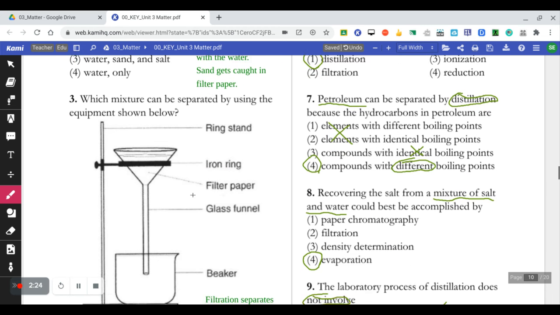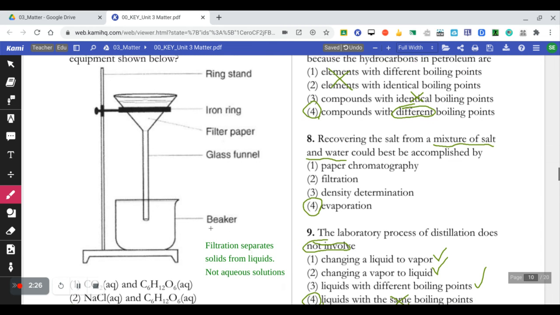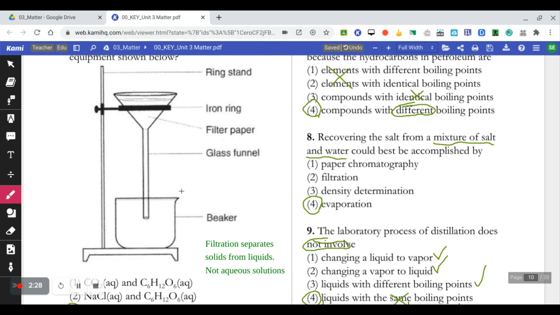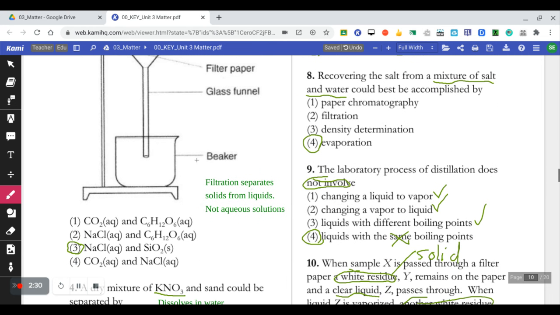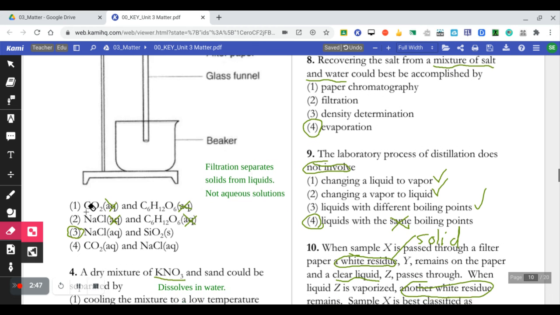3. Which mixture can be separated by using the equipment shown below? So this is a filtration setup, which you've seen in class and you've worked with. The filtration separates solids from liquids, not aqueous solutions. So even though there's all these symbols and stuff, the only thing we care about are these. So because both of these have aqueous solutions, I can't use filtration. I can't use filtration to separate them.